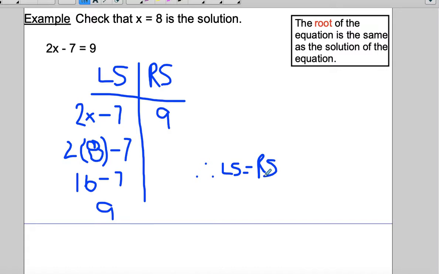So there is a check for you. Just make sure you're substituting. Literally, when x is equal to something, wherever you see an x, you put that solution in when you're doing a check.